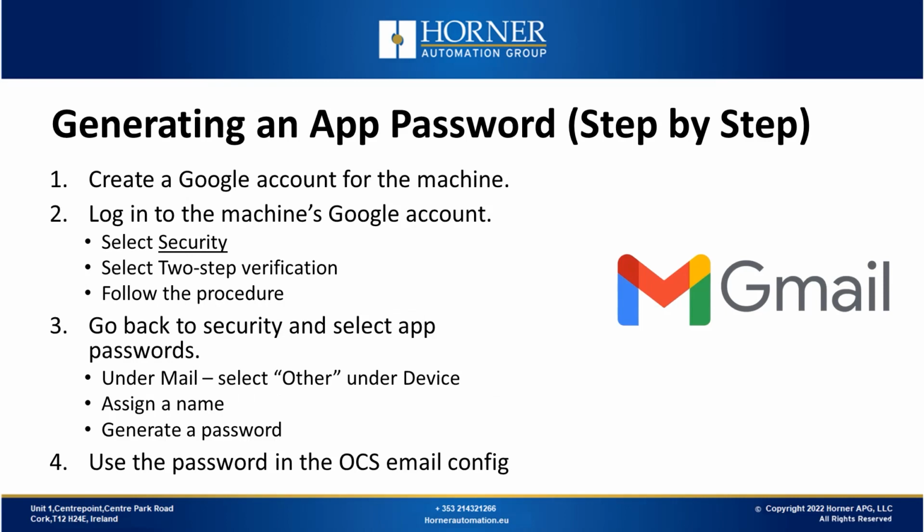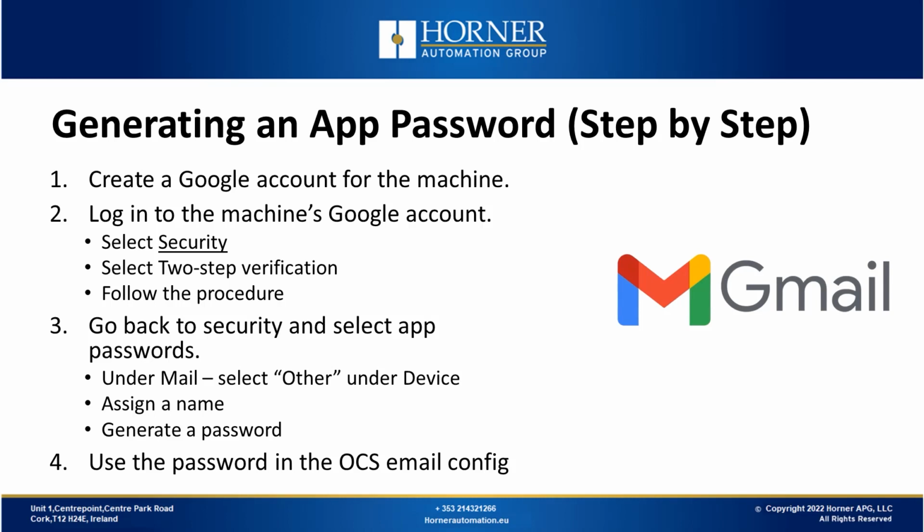So here on this slide, we'll go through the steps required to generate an app password. The first thing you need to do, if you haven't done so already, is to create a Google account for the machine. If the machine already had a Google account, which therefore generated a Google email, then that step has already been completed. But once that step is complete, next you need to log into the Google account. From there, you need to go to the Manage Your Account section, then select Security, and then select two-step verification, and then set that up and follow that procedure to the end. Once that's done, you go back to the Security section once again, and this time you select App Passwords.